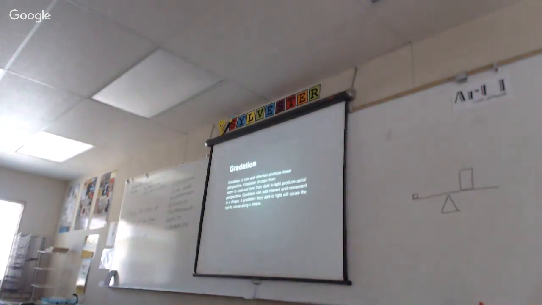Gradation of color from warm to cool and tone from dark to light produce aerial perspective. Gradation can add interest and movement to a shape. A gradation from dark to light will cause the eye to move along.